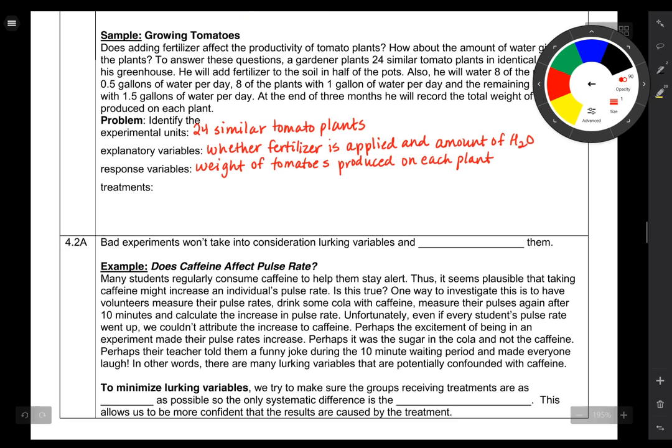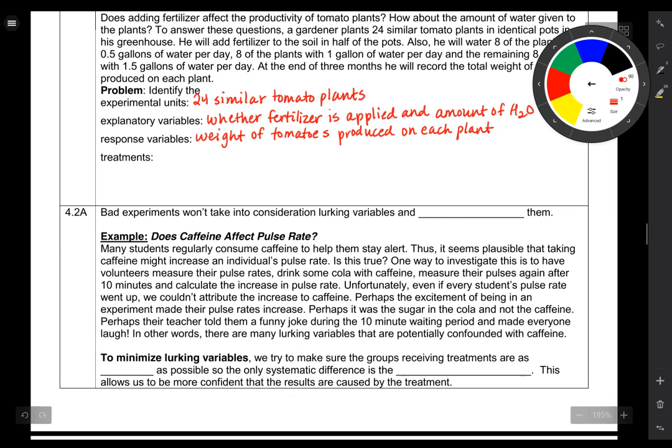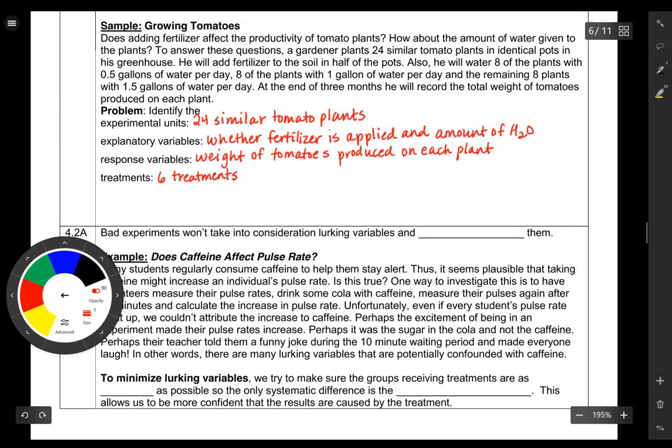Okay, lastly, this one is going to take a little time because of the splitting of half the tomatoes with fertilizer and then all the tomatoes getting a specific amount of water. So there's actually 6 treatments, and you do have to list all 6. You have to be specific. So I will do that.